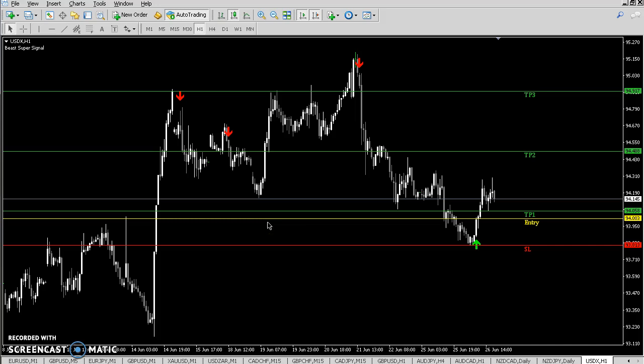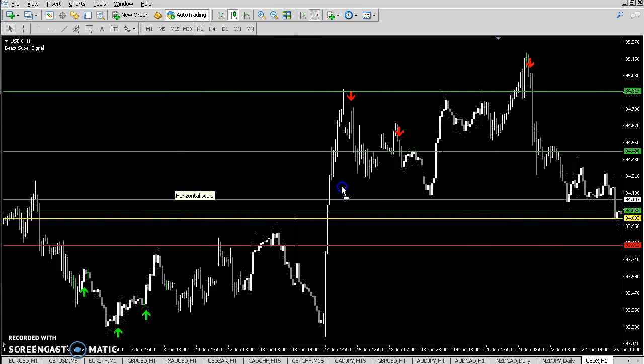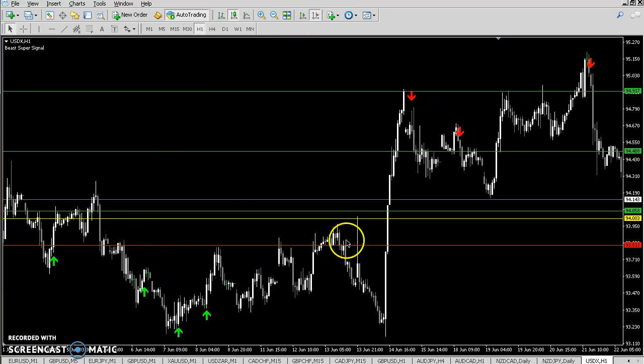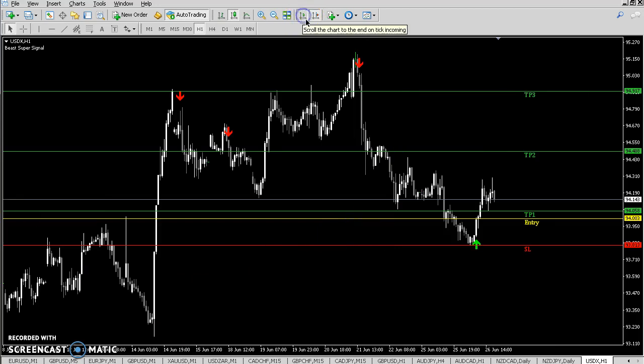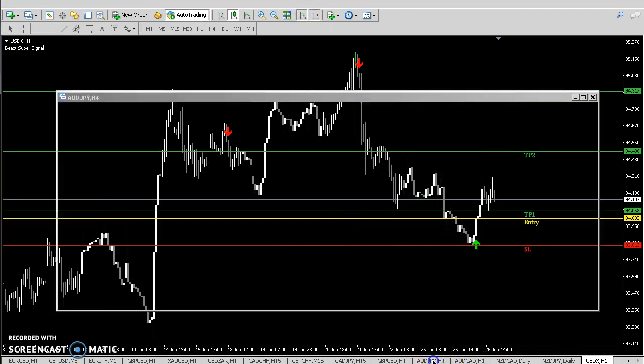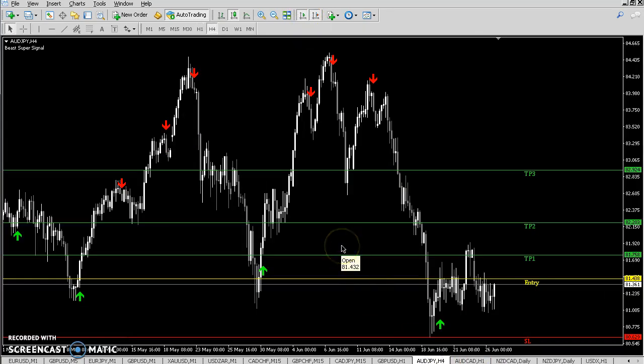Here you can see we're on the US dollar index. Some very nice trades all going into profit. I actually haven't seen any trades which went into a loss. There again, also all gone into a profit. So this is a really, really good additional tool to have for your trading.